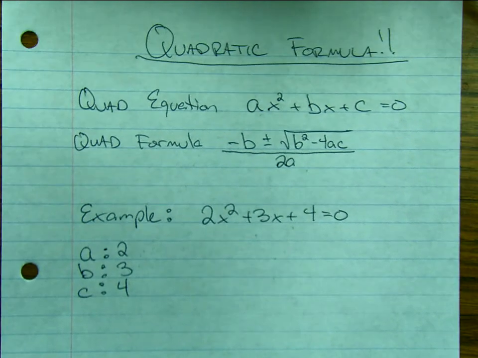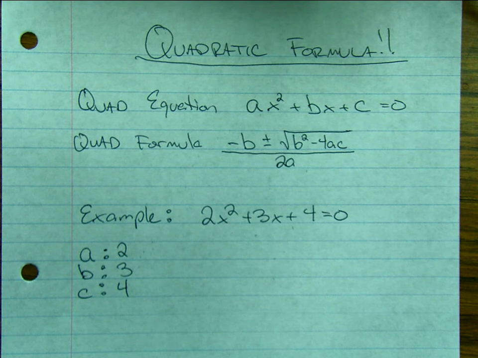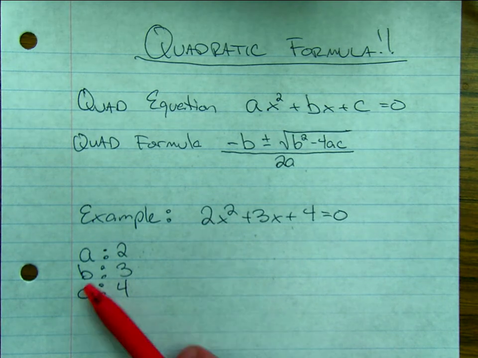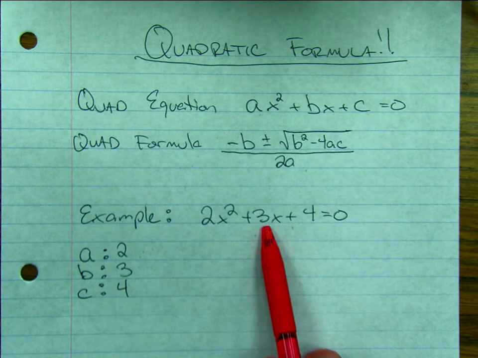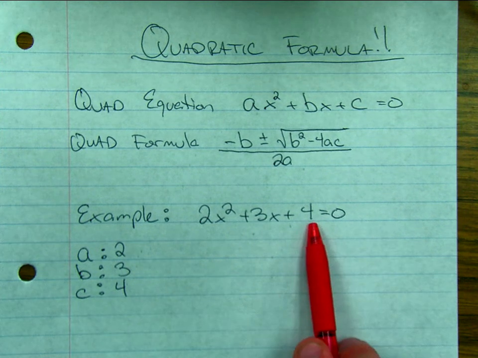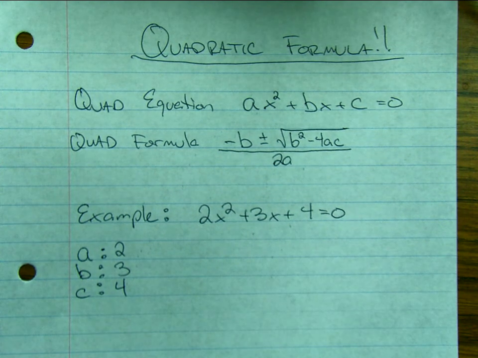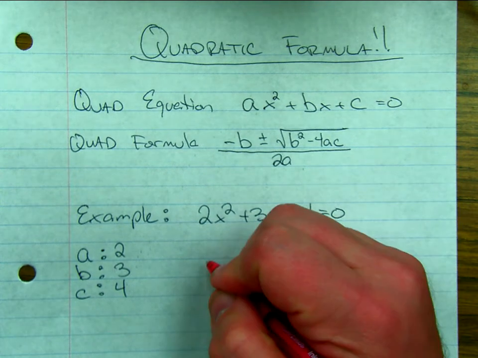All right? So a is 2, if you look at it. A is positive 2. Right? B is positive 3, and c, the constant term, is positive 4. And if we simply take those values and plug them into the quadratic formula, we will have ourselves an answer after a little bit of reducing or simplifying.